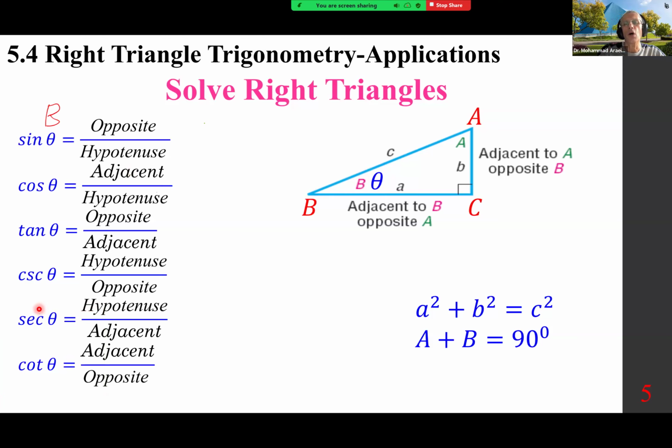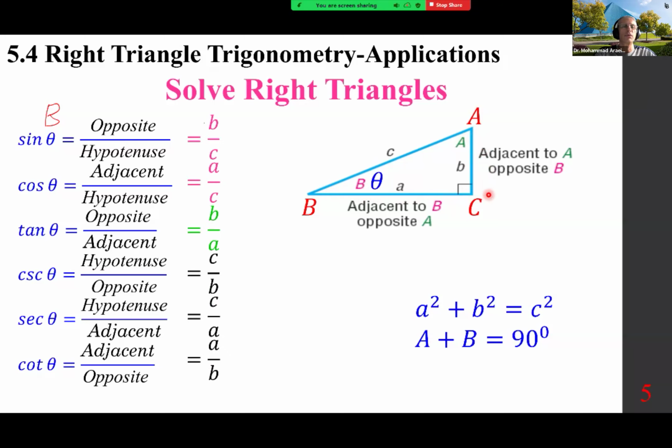In that case, the opposite is what? B over the hypotenuse C, so b over c. What about cosine theta? The adjacent a over c. Tan theta, the opposite over the adjacent, b over a. And the rest of them, as I mentioned, they are reciprocals.